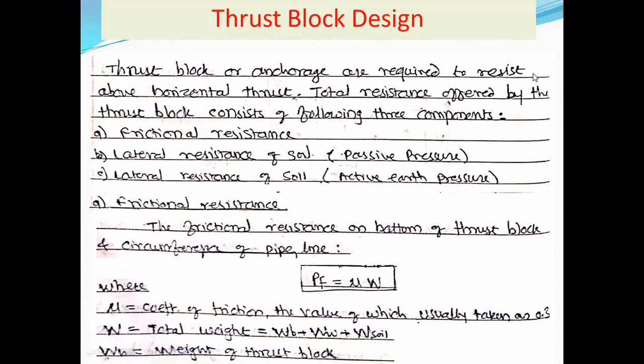PF is equal to mu into W. Mu is the coefficient of friction, the value of which is usually taken as 0.3. Capital W is the total weight. So capital W is equal to WB plus WW plus W soil. What is WB? It is the weight of the thrust block. Is it over? Yes, sir.